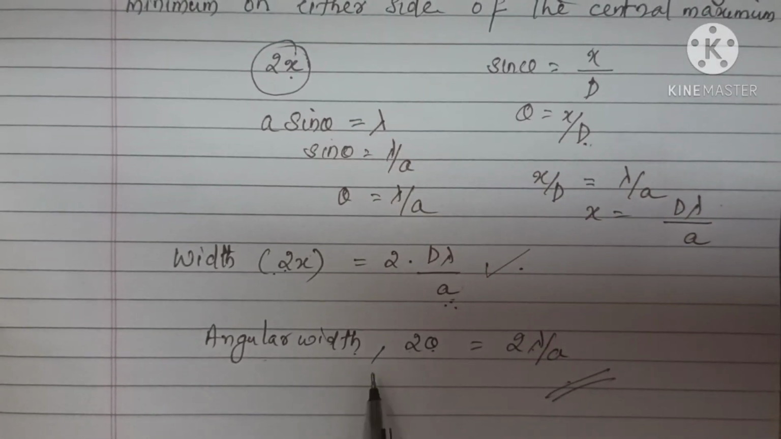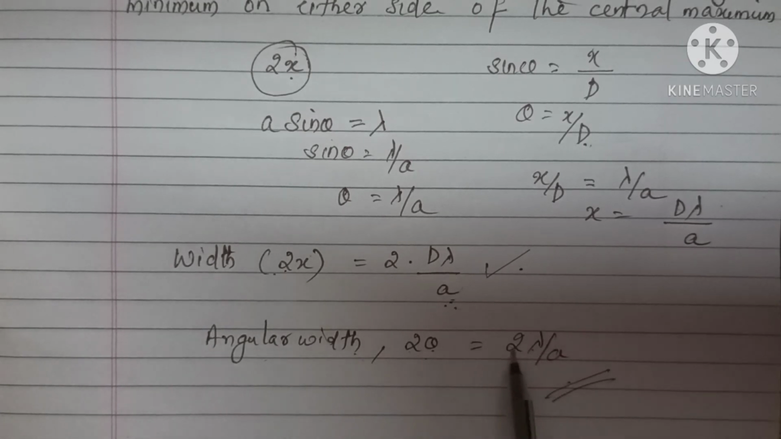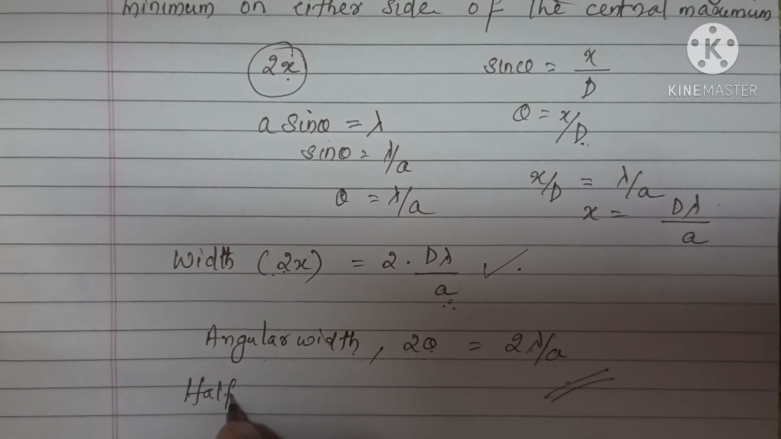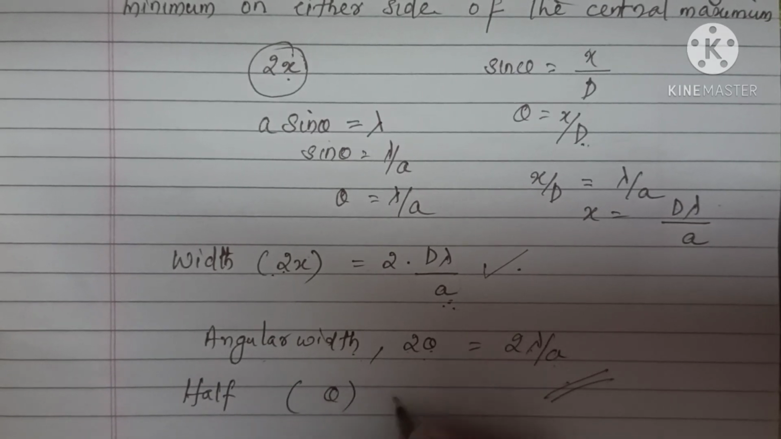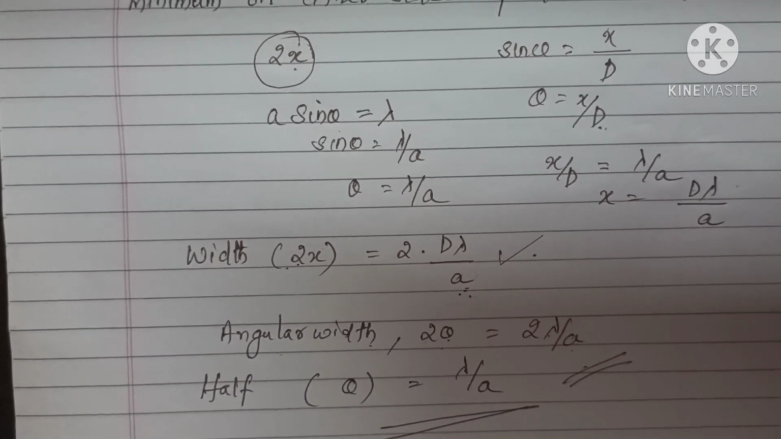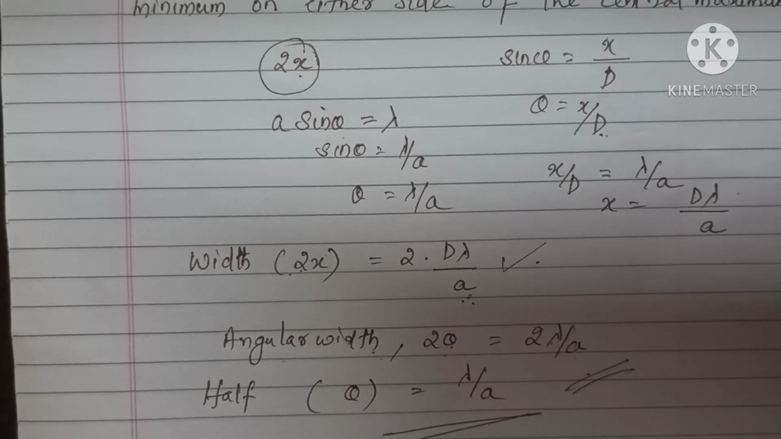Then the angular width is taken as 2 theta, which is 2 lambda by a. If the question asks for the half angular width, you will take it as theta. And what is the value? It is lambda by a. Questions can be asked anyway, and we will discuss more in the section on numericals.